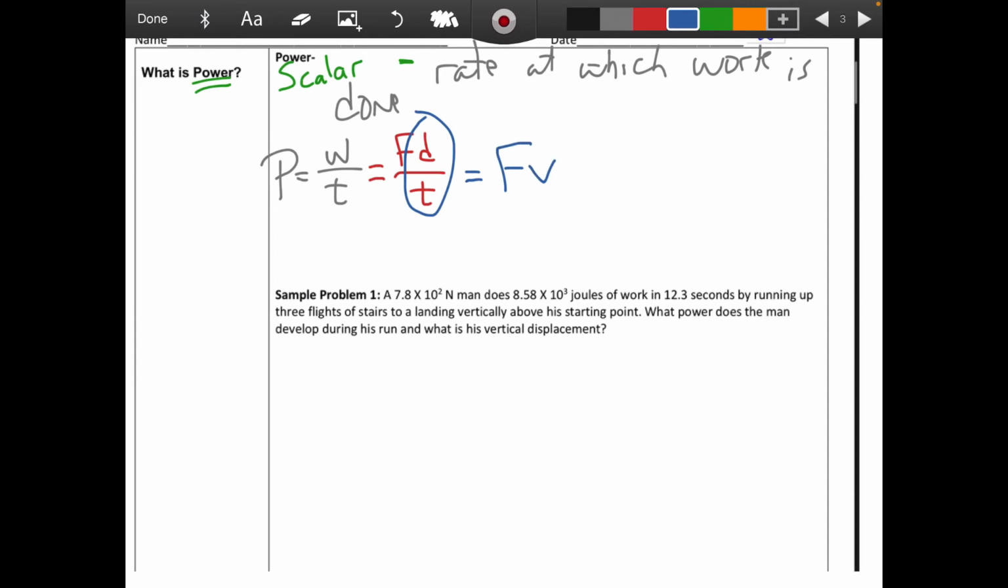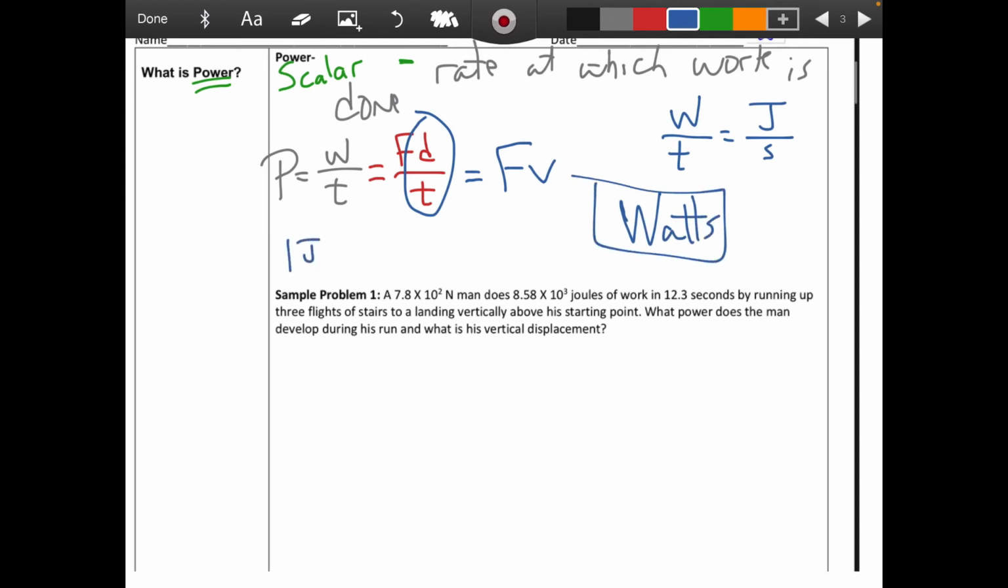Now when we're talking about units, well, here's our first formula. So we have work over time. We know the units of work are joules and time is seconds. So joule per second, or I'm sure you've seen this before, watts. So one joule per second is equal to 1 watt.